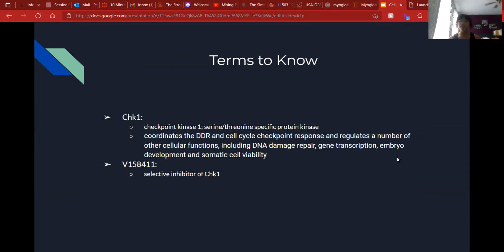So terms you need to know before we get into these articles. The first thing you need to know is CHK1. It is checkpoint kinase 1. It's a serine threonine specific protein kinase, and it coordinates the DNA damage response and cell cycle checkpoint response, and regulates a number of other cellular functions, including DNA damage repair, gene transcription, embryo development, and somatic cell viability. The other thing you need to know is V1584111, which is the selective inhibitor of CHK1.